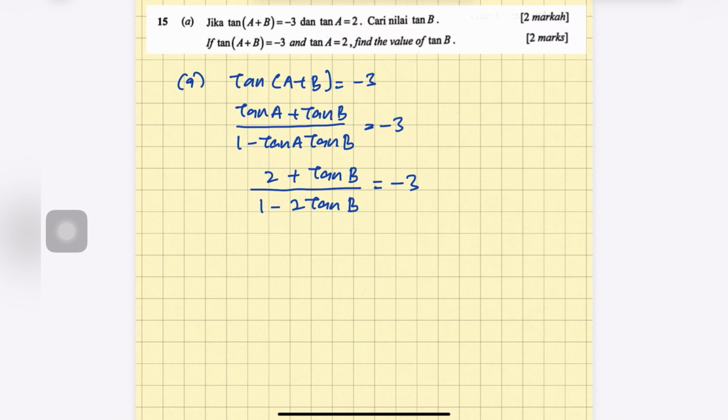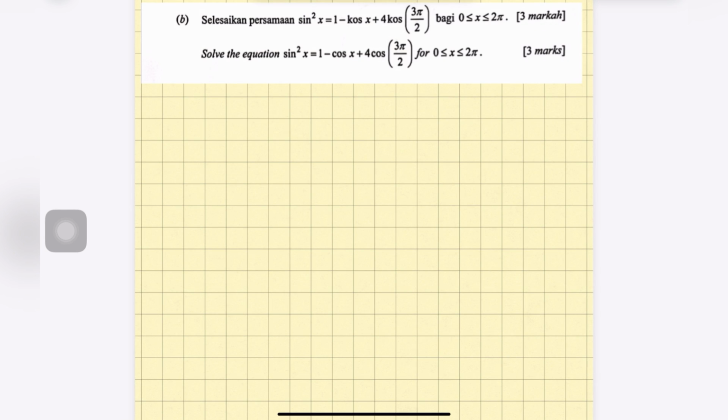Okay, so then we simplify to 2 plus tangent B equals to negative 3 plus 6 tangent B. Okay. So 6 tangent B minus tangent B. So 5 tangent B equals to 5. So tangent B equals to 1.